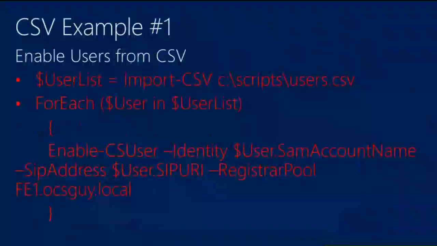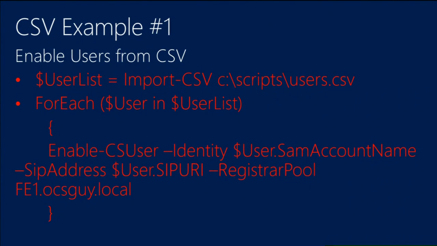The next example is where we want to use more than one column within that array and actually do something against it. What we're going to do here is enable that group of users that were in that CSV file and create all the users with the different settings that were set. So here we simply import the CSV file, and then do a foreach loop. Within the command you can see we're running Enable-CsUser, identifying the user and making the user the actual SamAccountName, and then we can specify the SIP address using the SipURI column.